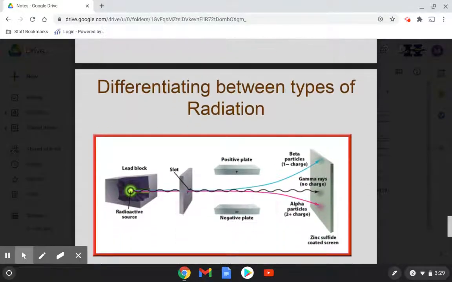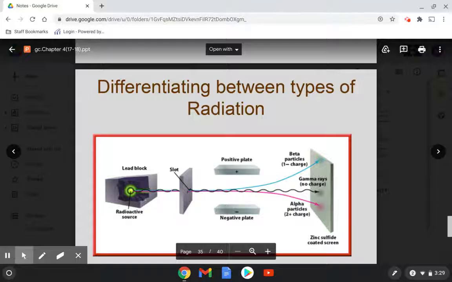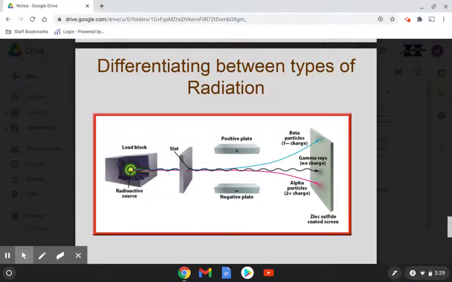And so when we differentiate between the types of radiation, we send it through a lead block from whatever radioactive source we have, and we can determine what type of radiation it is because of where the different particles go. When we talk about magnetism, we know that opposites attract. So the negatively charged beta particles are going to go towards the positive side, but the alpha particles, with their positive charge, are going to want to go to the negative plate.